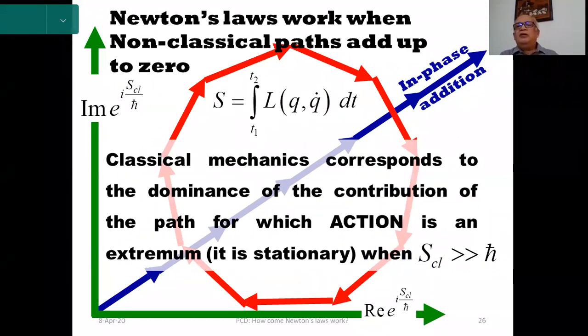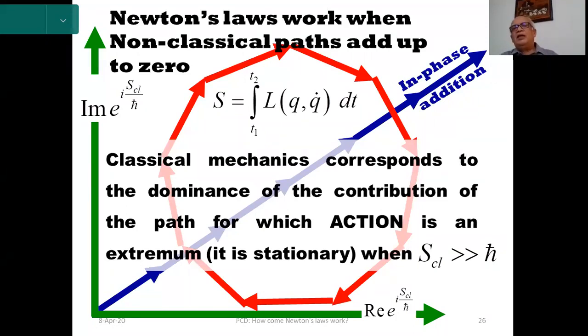as you get when you add n number of vectors, so that the head of the final arrow ends up at the tail of the first one. When that happens, the net displacement vector becomes zero. On the other hand, if the addition is carried out in phase, that is shown by these blue lines, all right, here there is an in-phase addition and you get constructive interference. And here is the answer to our question, that Newton's laws work when non-classical paths add up to zero.